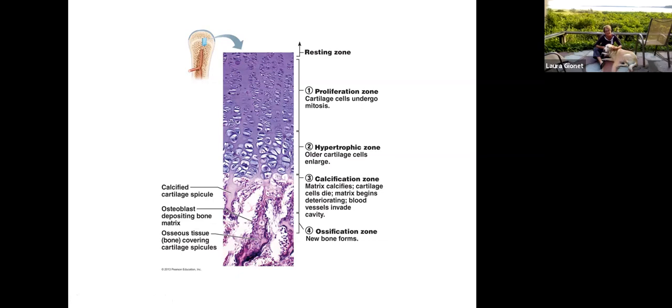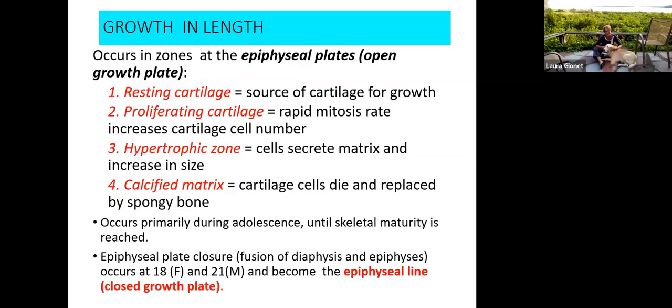All right. So you have those four zones. You have a zone of resting cartilage, zone of proliferation, zone of hypertrophy, and zone of calcification, maybe ossification.